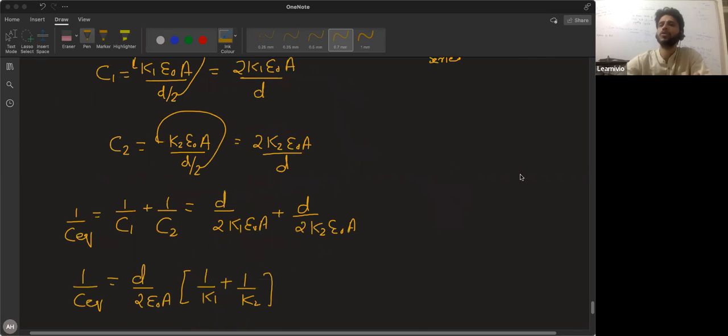These are the two most important questions on capacitors. When circuits come in your exam, the maximum possibility of questions is from these types of circuits where you have plates and dielectric.